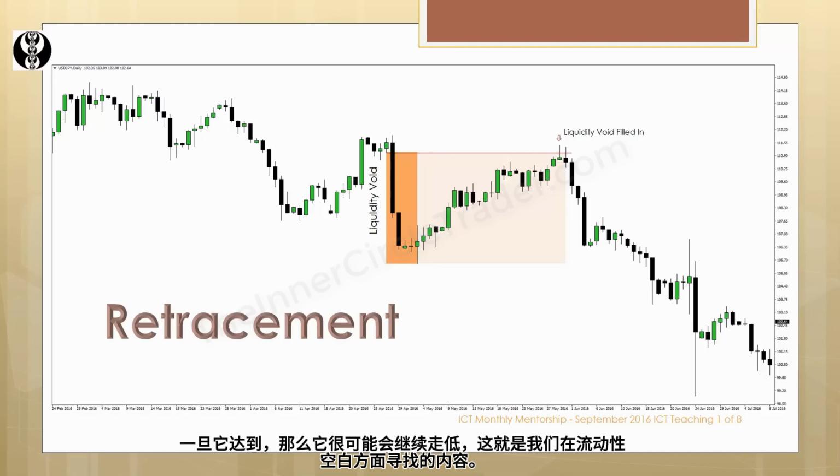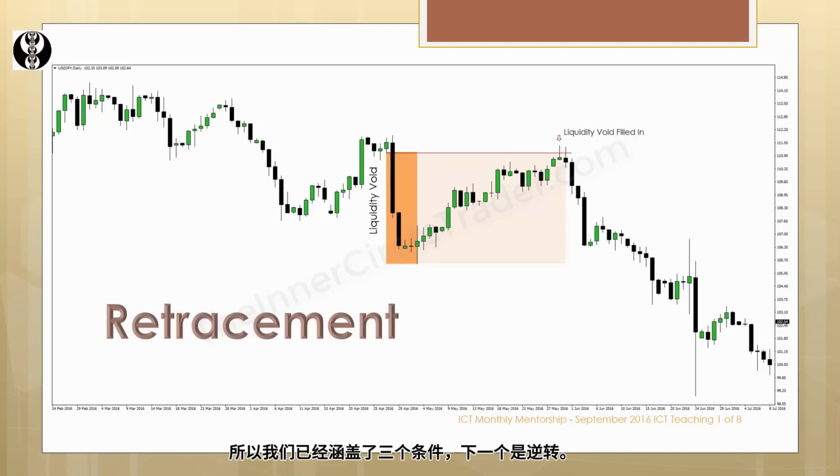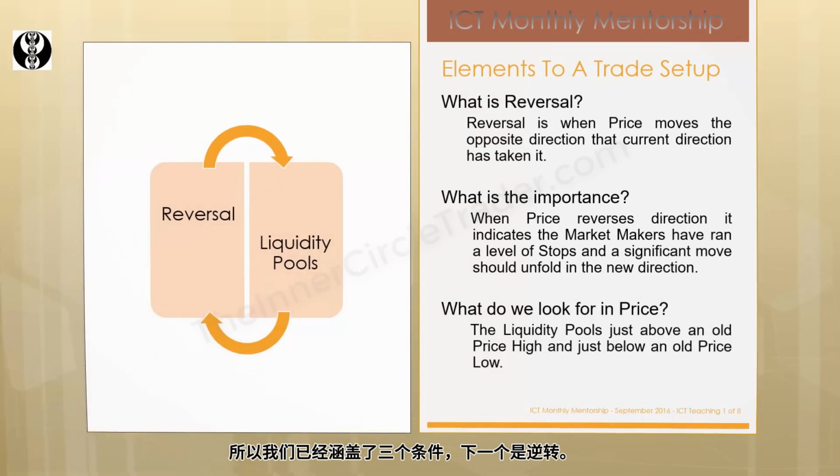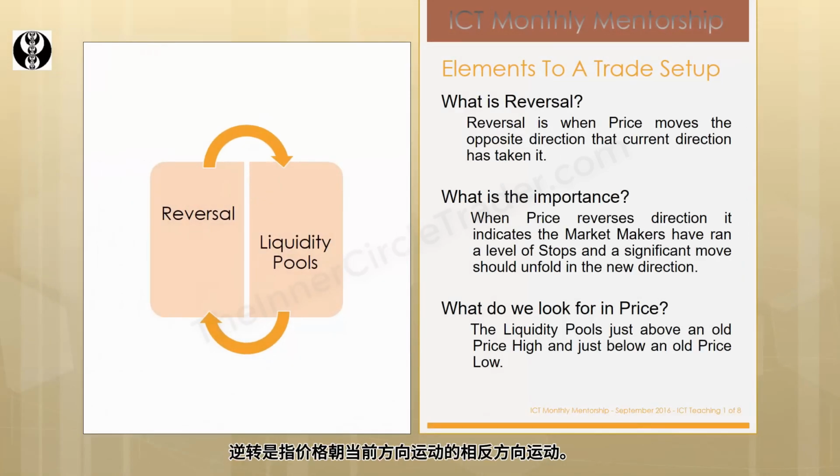And that's what we're looking for in terms of a liquidity void. So we've covered 3 conditions. The next one is the reversal. The reversal is when price moves the opposite direction the current direction has taken in.